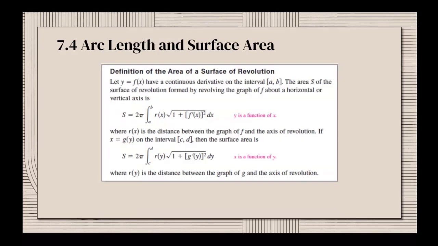And the surface area equation is pretty similar. We just add a couple more things. So the surface area equation is 2 pi times the integral over the interval of the function itself times the square root of 1 plus f prime of x squared.